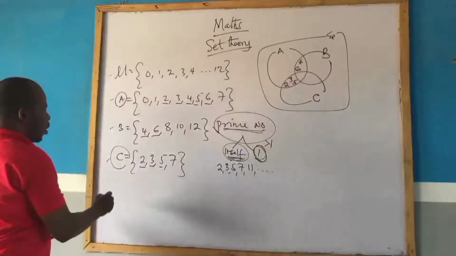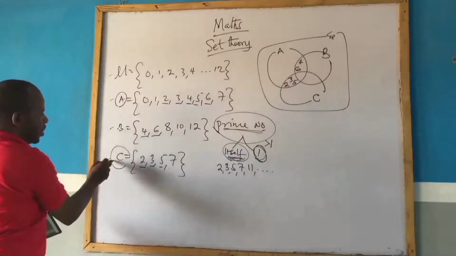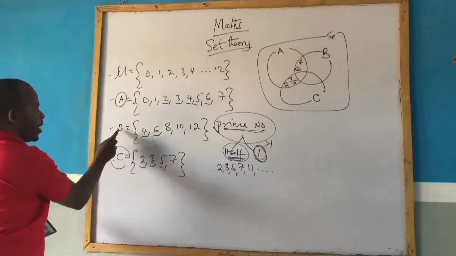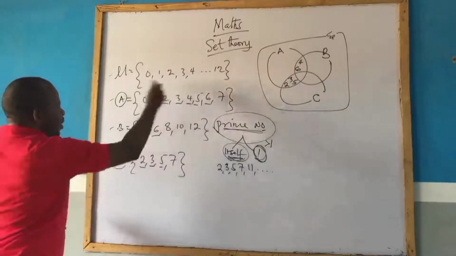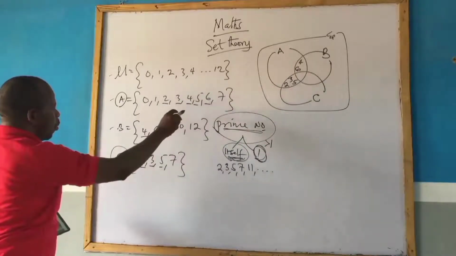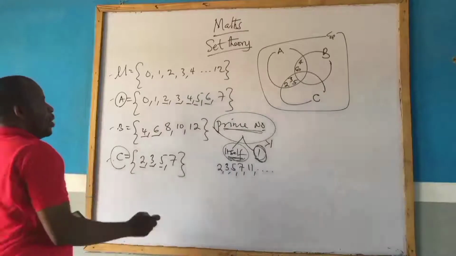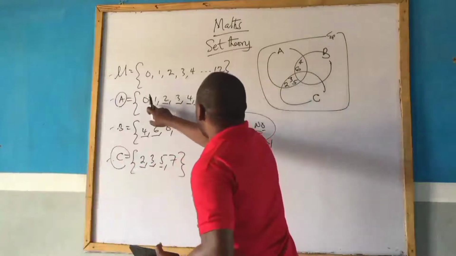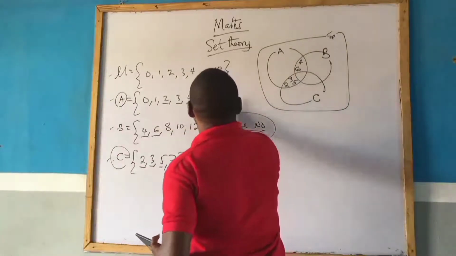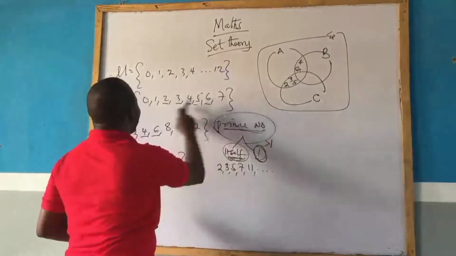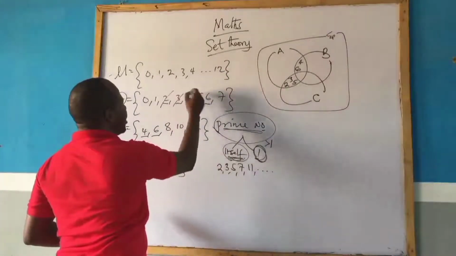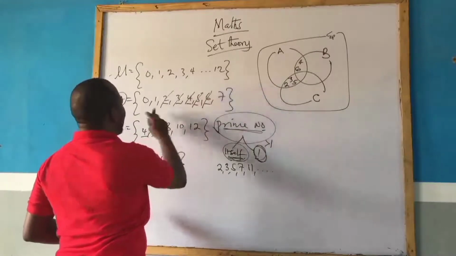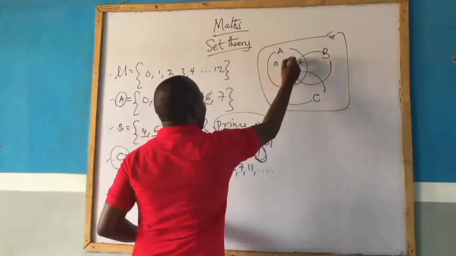What is the element common to B and C? Is there anyone? No. Okay, so there is no element common to B and C. Is there any element common to the 3 of them? No. No element common to the 3 of them. So if you go back to A, the elements in A are 0, 1, 2, 3, 4, 5, 6, 7. Now we have represented 2, 3, 5, 4, and 6. So what is left is 0, 1, and 7.